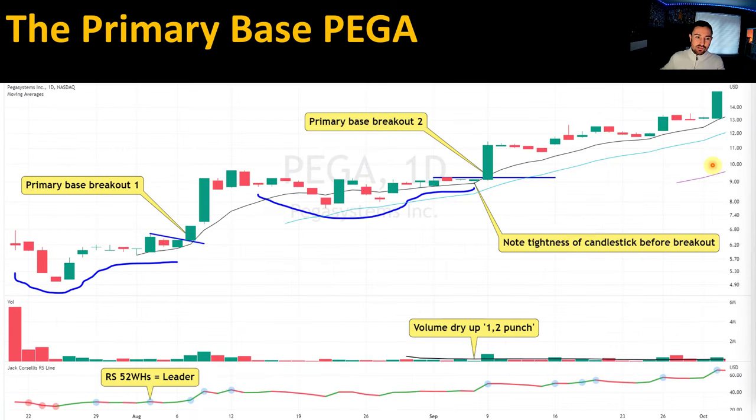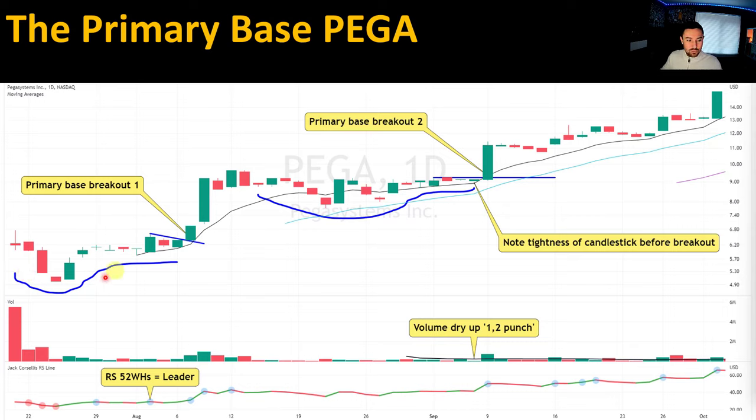Now let's go into the primary base. So the primary base is basically the first buyable base following an IPO. Sometimes it can happen like this; I'm going to show you Pega, and I'm going to show you Amazon as well. You can see with Pega here, it actually builds out a cup and handle type pattern. So this is more of a handle, it's a little bit higher.